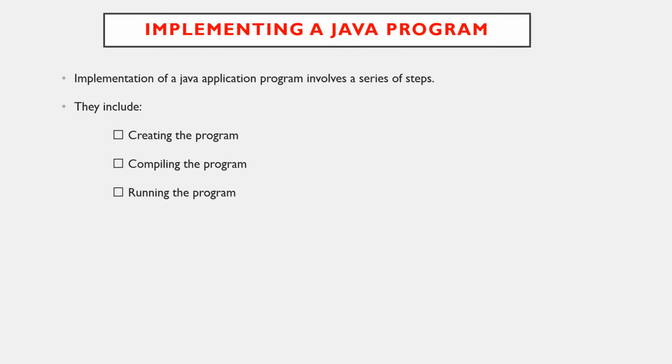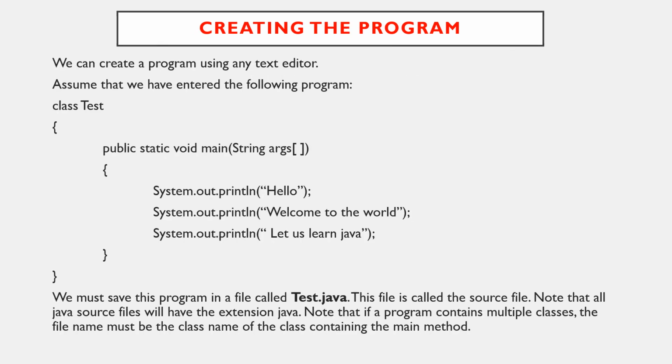Then, implementing a Java program. Implementation of a Java program involves a series of steps that include creating the program, compiling the program, and running the program. The first thing is creating the program. You can create the program by using any text editor like Notepad. Assume that we have entered the following program.